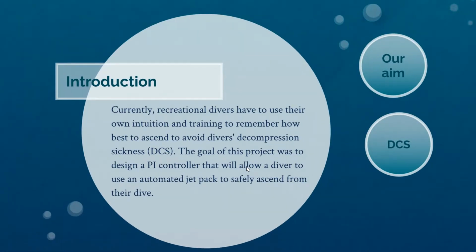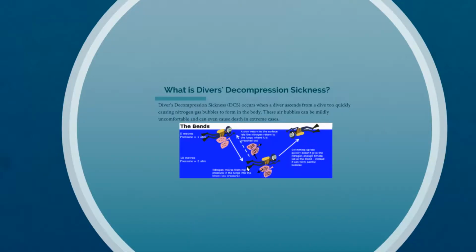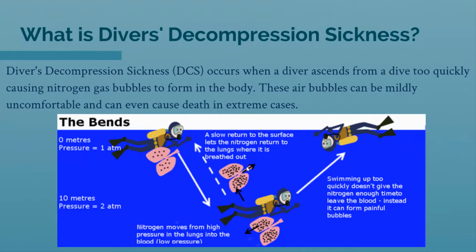So our project idea is to create what we're calling a diver's jetpack. The purpose of this jetpack is to allow a diver to safely ascend from a recreational scuba dive to avoid diver's decompression sickness, or the bends. Decompression sickness occurs when a diver ascends too quickly from a dive and it causes buildup of nitrogen gas bubbles, and they can be very, very painful. They can cause itchiness, rashes, or even death in extreme cases.